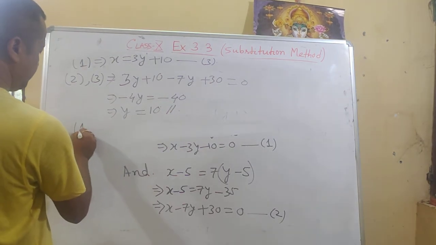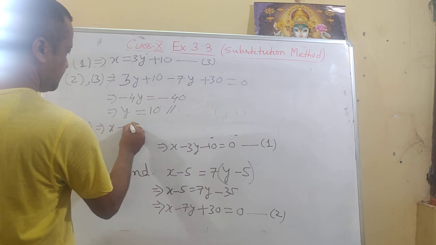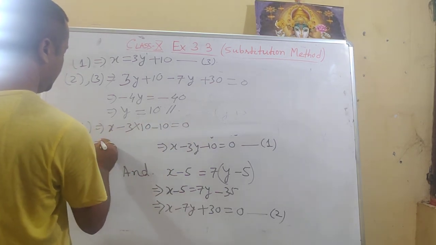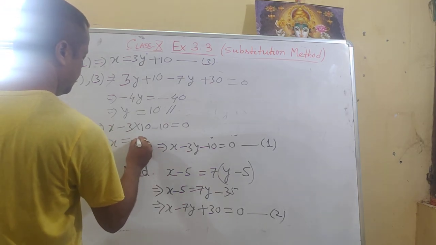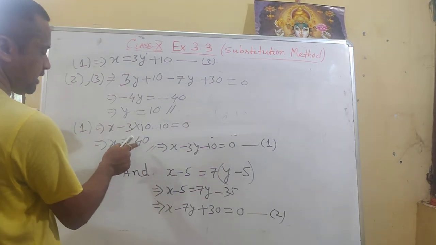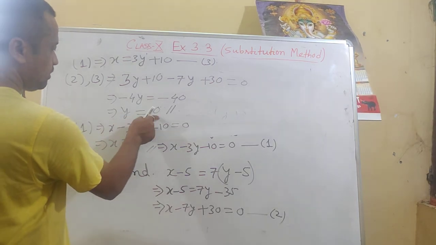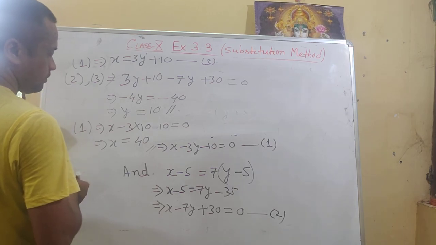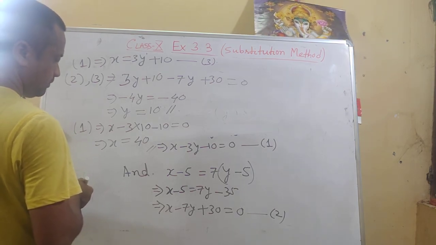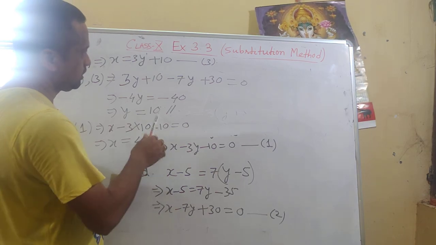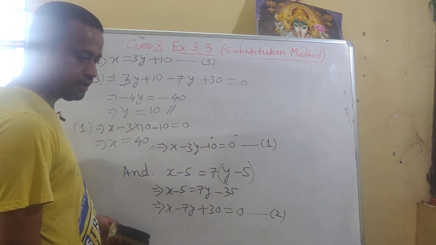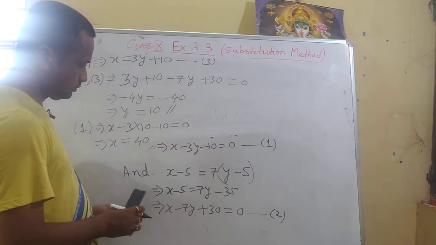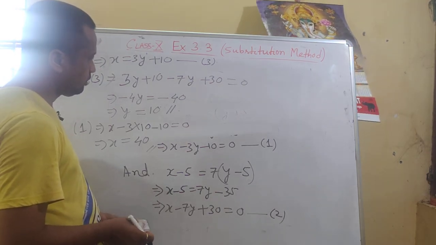From 1, x minus 3 into 10 is equal to 10, so x is equal to 40. So x is equal to 40, that is Jacob's age, the father's age, and y is equal to 10, that is the son's age. So these are the solutions. This is exercise 3.3 fully solved today. Next we will go to 3.4 in detail. Okay, thank you.